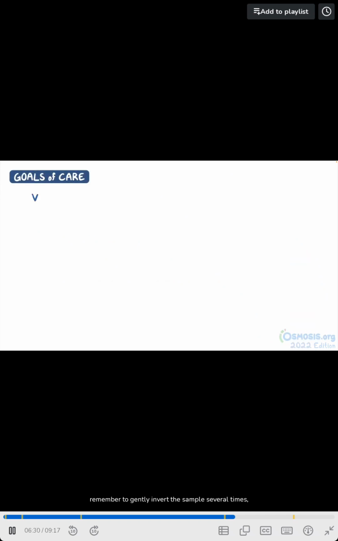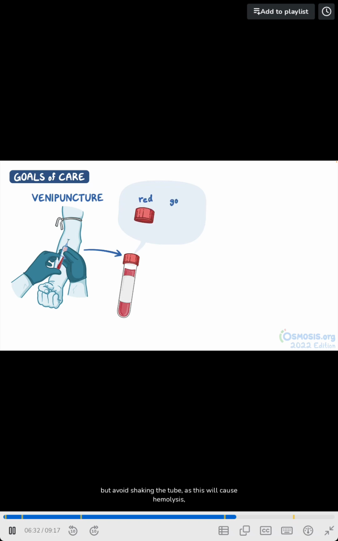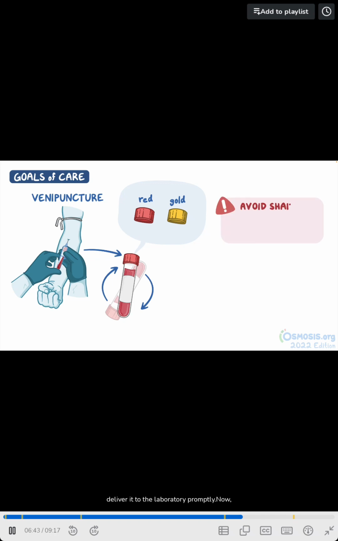Begin by collecting a sample by venipuncture using a red or gold top tube, which has a clot activator to separate serum for testing. After obtaining your sample, remember to gently invert the sample several times, but avoid shaking the tube, as this will cause hemolysis, or breaking apart of the RBCs, which will alter the results. After collecting the sample, deliver it to the laboratory promptly.